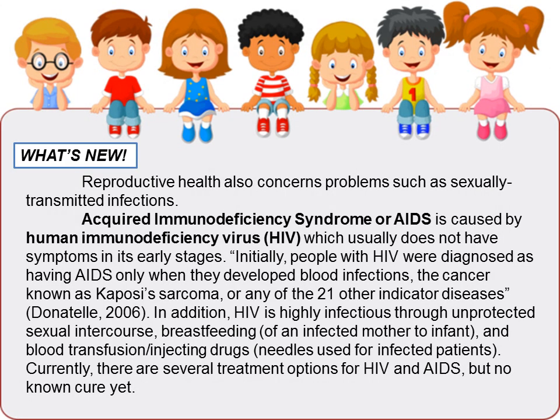Reproductive health also concerns problems such as sexually transmitted infections. The acquired immunodeficiency syndrome, or AIDS, is caused by the human immunodeficiency virus, or HIV, which usually does not have symptoms in its early stages. Initially, people with HIV were diagnosed as having AIDS only when they developed blood infection, the cancer known as Kaposi sarcoma, or any of the 21 other indicator diseases.